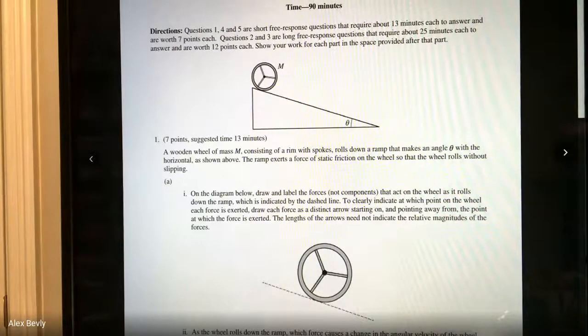But yeah, everyone really should be trying to make a cheat sheet.